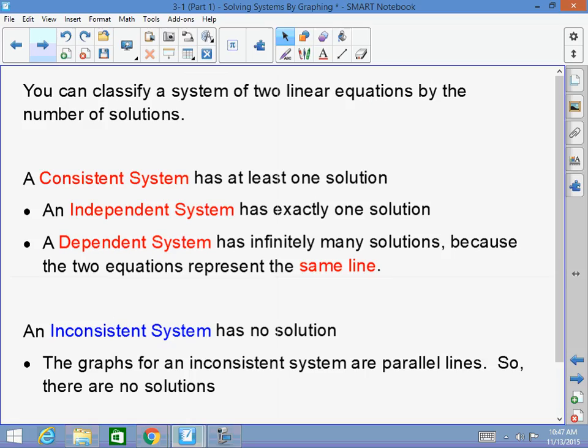Number 2. Let's see. Now, you can classify systems of linear equations by the number of solutions that they have, guys.